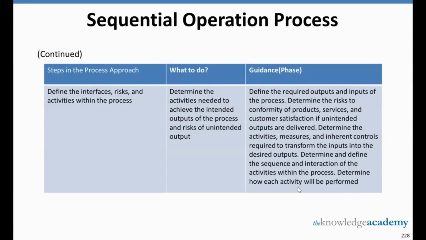Then we define the interfaces, risks, and activities within the process. Here we determine the activities needed to achieve the intended outputs of the process and risks of unintended output. Also, we define the required outputs and inputs of the process, determine the risks, conformity of product, services, and customer satisfaction if unintended outputs are delivered. Determine the activities, measures, and inherent controls required to transform the inputs into the desired outputs. Determine and define the sequence and interaction of the activities within the process. Determine how each activity will be performed.